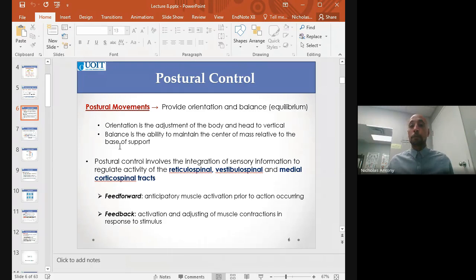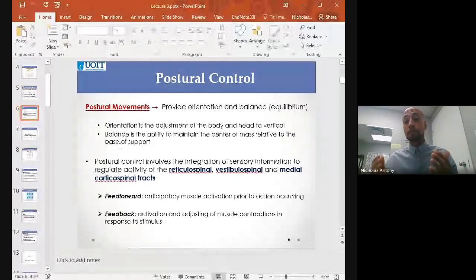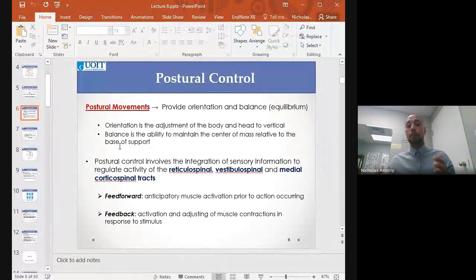So the base of support would be like the distance between your legs, or if you're on all fours, the distance between what's touching the ground. As long as you keep your center of mass within that sort of box, within the base of support, you're not going to lose balance. You're not going to topple over. And so neurologically, with postural movements designed to maintain stability, we're trying to keep our center of mass within our base of support.